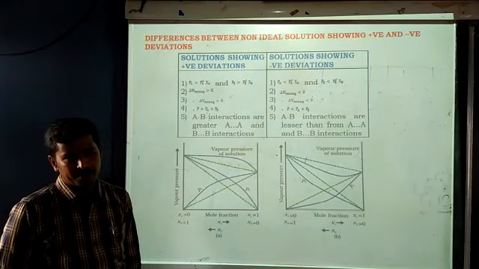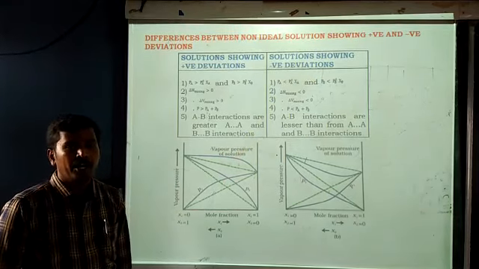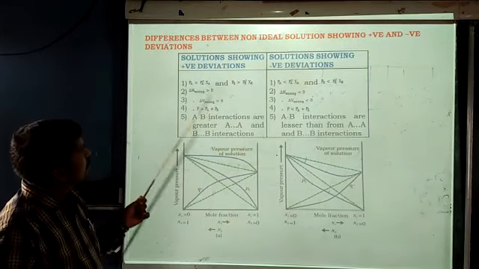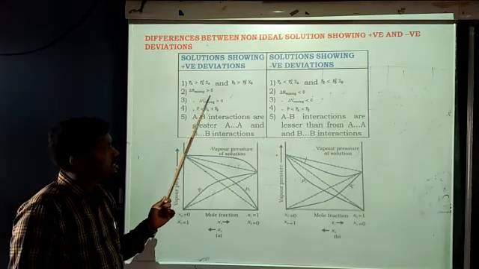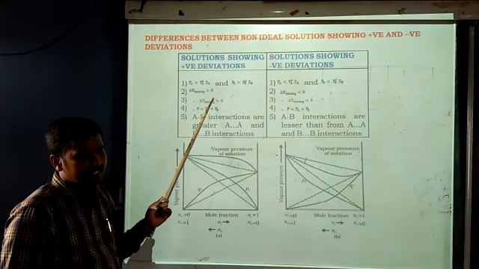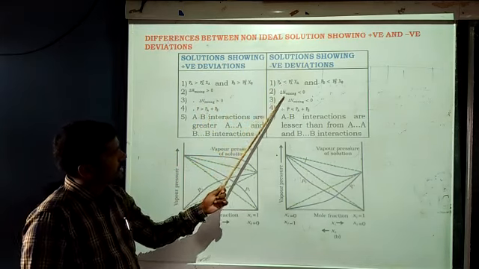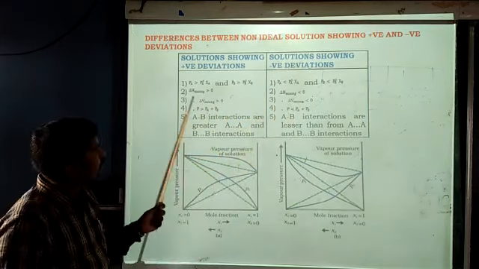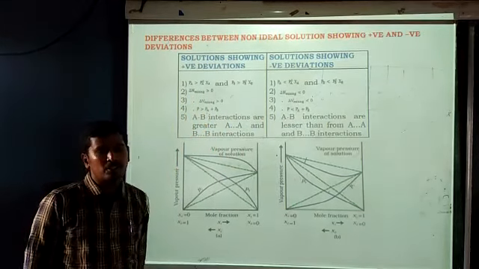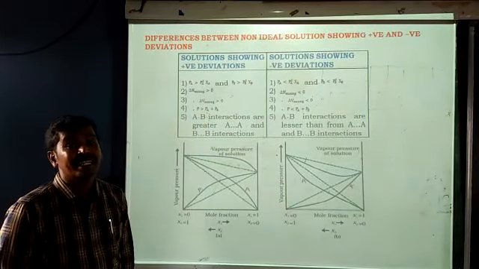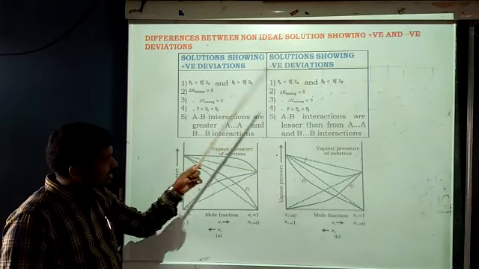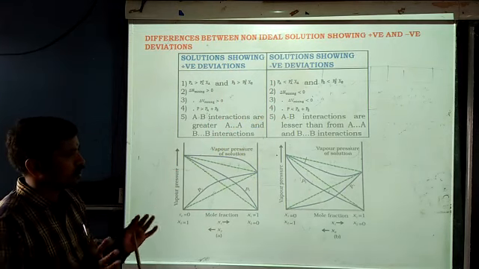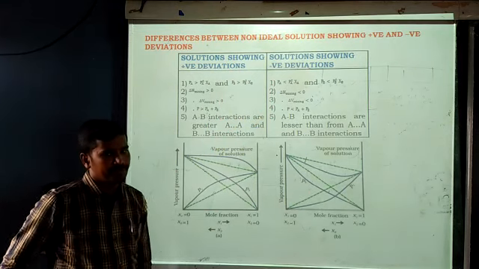If you know the characteristic properties of non-ideal solutions showing positive and negative deviation, then you can also write: delta H mixing greater than 0 means it is an endothermic reaction. Delta H mixing less than 0 means it is an exothermic reaction. Delta V mixing greater than 0 means what? Volume increases. Delta V mixing less than 0 means what? Volume decreases because the molecules undergo association.